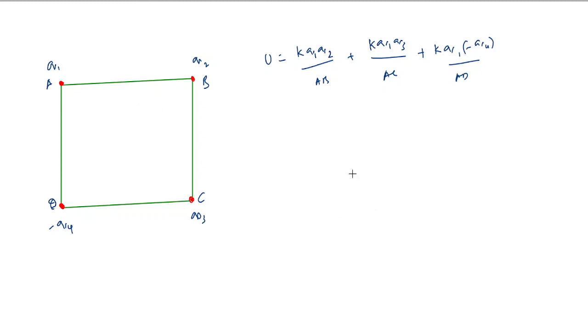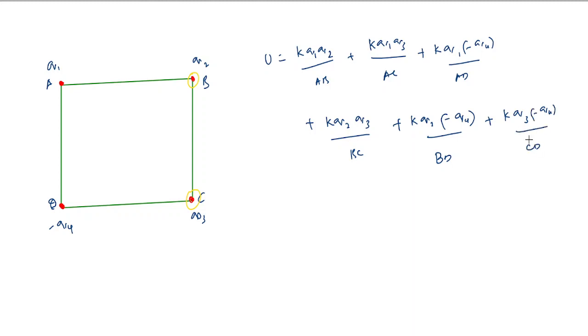So we're done with Q1, and then let's do Q2: plus K Q2 Q3 by BC, because the distance between point B and point C is BC, plus K Q2 times minus Q4 by BD, plus the last pair, which is K Q3 times minus Q4 by CD. So this is the energy of this system. So in such problems, find the possible pairs.